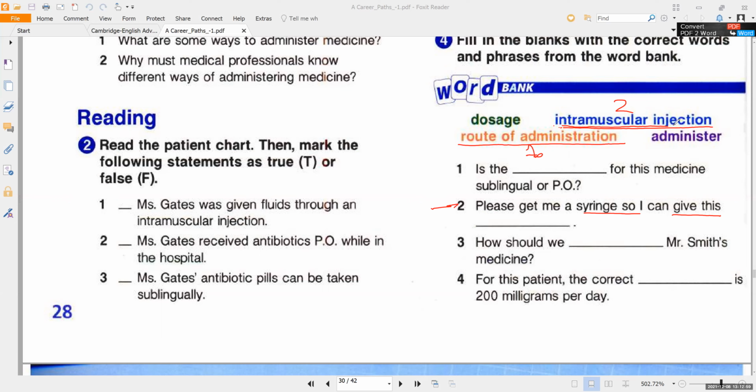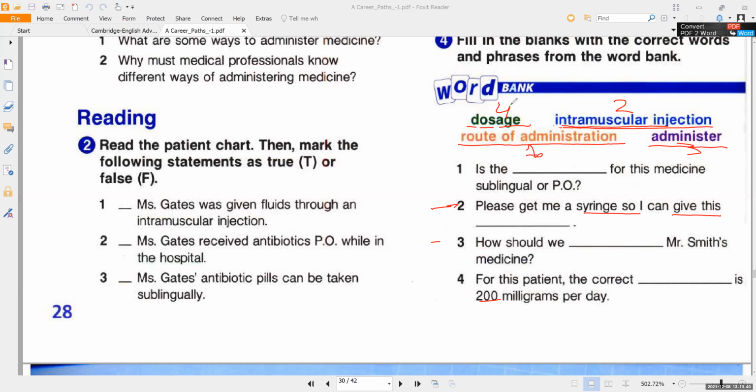Number 3, how should we administer Mr. Smith's medicine? So number 3 is administer. Number 4, for this patient, the correct dosage is 200 milligrams per day.